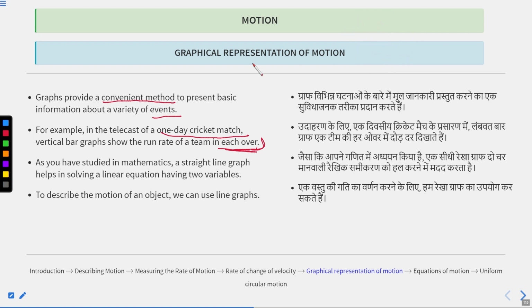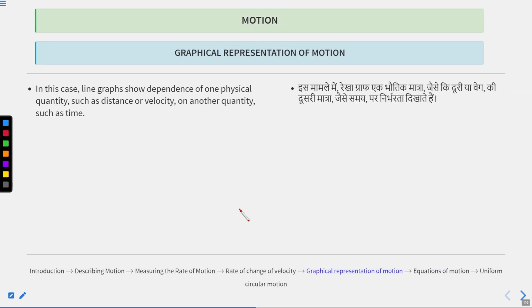Similarly, in motion, as you have studied in mathematics, a straight line graph helps in solving a linear equation having two variables, let's suppose x and y. Straight line graphs can help us solve these linear equations, and to describe the motion of an object we can take the help of these line graphs.